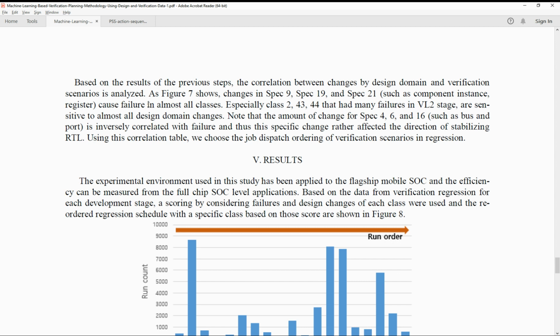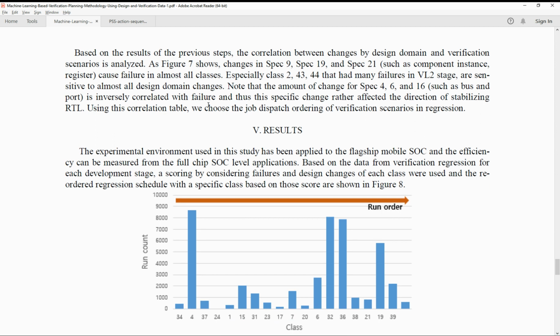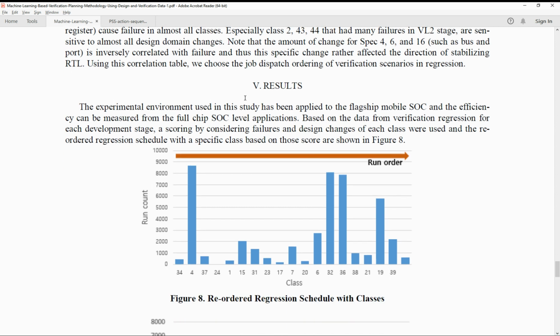Note that the amount of changes for spec 4, 6, and 16, such as bus and port, is inversely correlated with fail, and thus this specific change rather affected the direction of a stabilizing RTL. Using this RTL correlation table, we choose the job dispatching ordering of verification scenarios in regression.